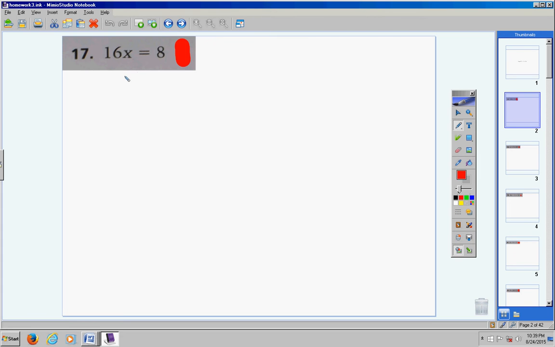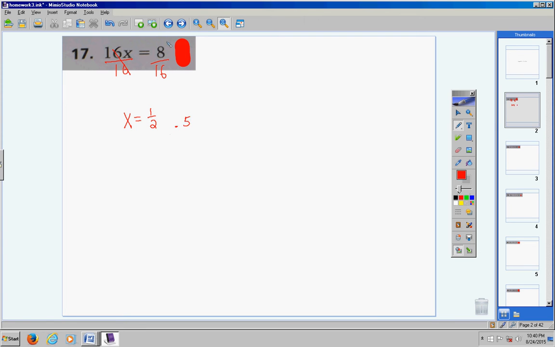There's a lot of steps, but there's not a lot to do. You cannot simplify both sides. There's no fractions or decimals to get rid of. We're simply going to divide both sides by 16 because 16 is your coefficient. It is the number right next to the variable. These cancel, and x equals 8 over 16, which reduces to 1/2 or 0.5.